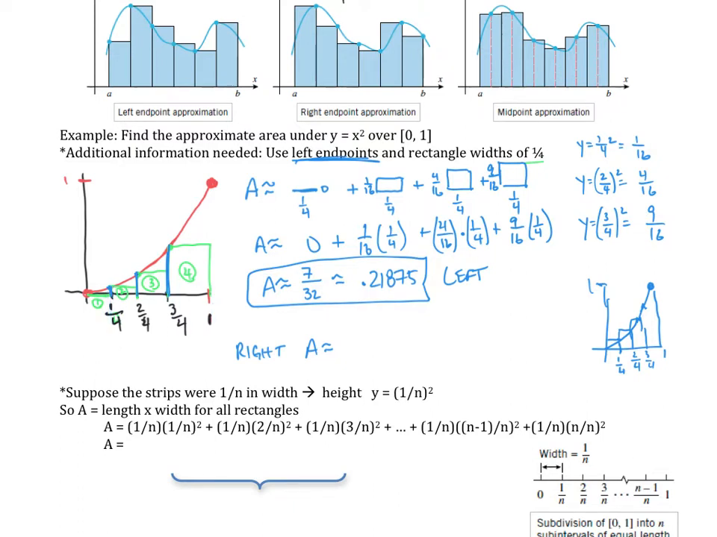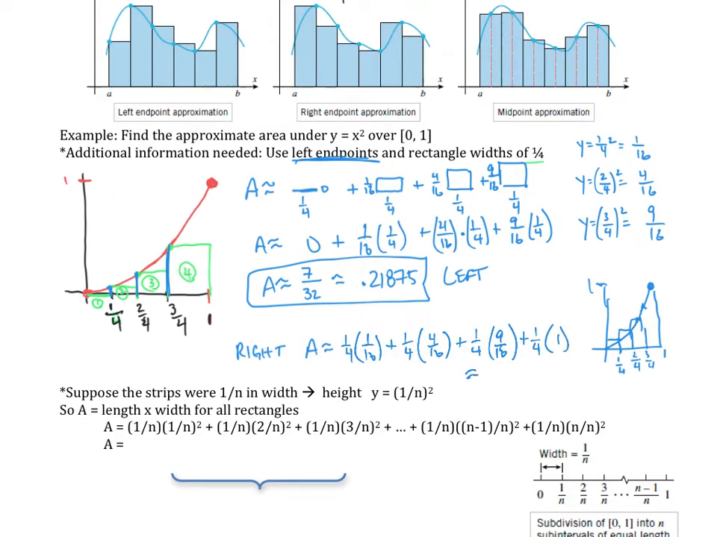So over here, this will end up being, the width is 1/4, and then the height will be with the 1/4 squared, which is 1/16. Then the next one, the width will be 1/4, the height will be 4/16. Then the next one, the width is 1/4, and the height is 9/16. And then the last one, the width was 1/4, and the height will be 1 squared, which is 1.